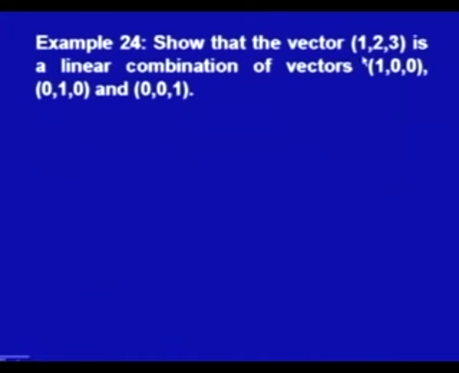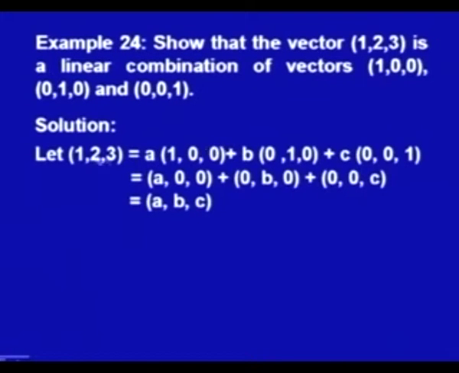Let us illustrate this with an example. In this example, we have to show that the vector (1, 2, 3) is a linear combination of the vectors (1, 0, 0), (0, 1, 0) and (0, 0, 1). So, what we are supposed to do is express the given vector (1, 2, 3) as a linear combination of the vectors (1, 0, 0), (0, 1, 0), (0, 0, 1).